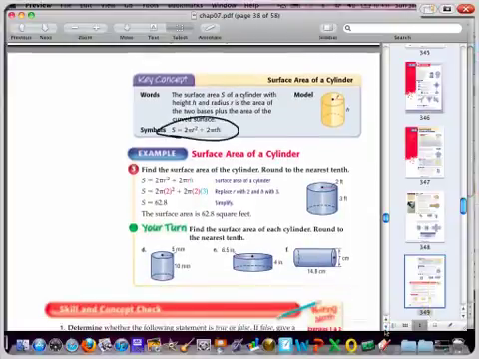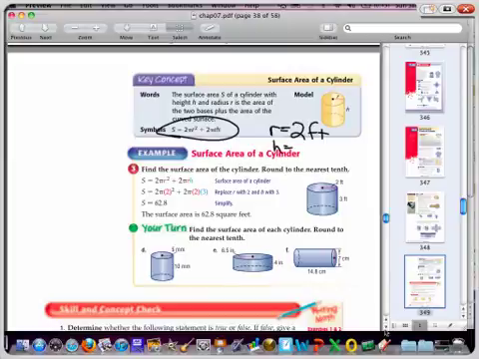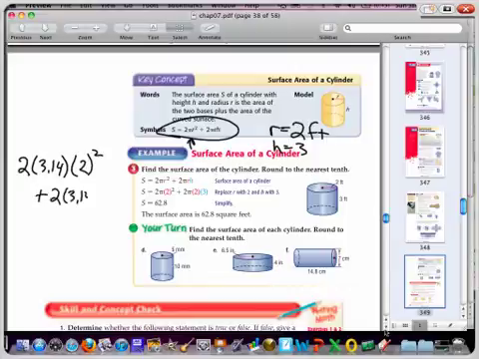Once again, let's do an example here. Find the surface area of this cylinder. So the radius r is 2, and the height is 3. We'll plug in what you know. There's my formula: 2 times pi, we'll use 3.14, times r squared, 2 squared, plus 2 times 3.14 times r times the height of 3.